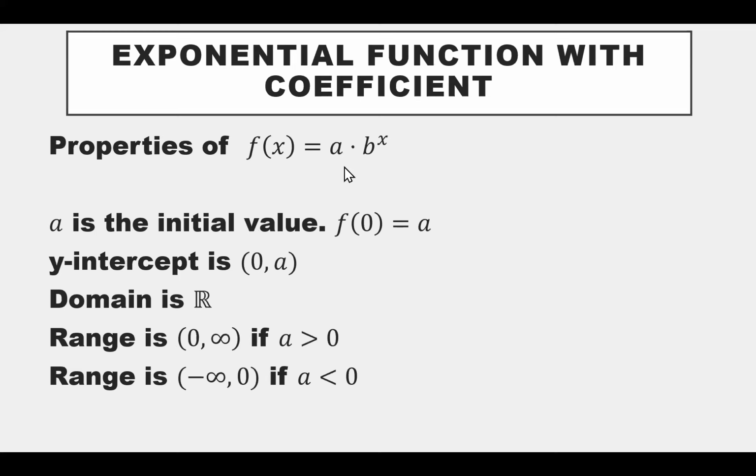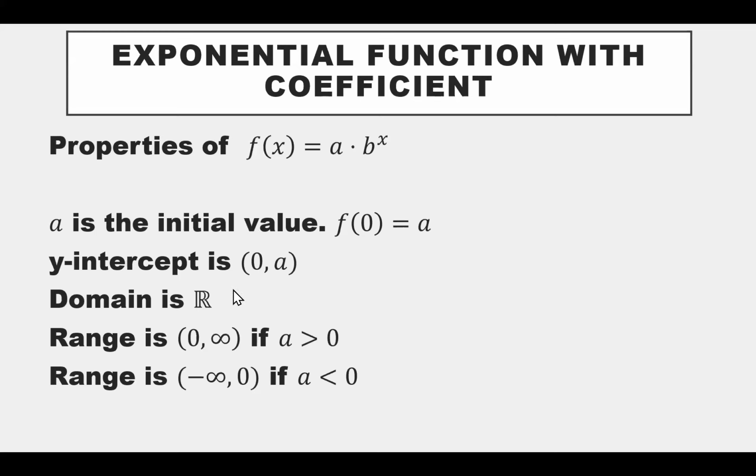Obviously, the one we saw before was when we multiplied by a coefficient of a. If I multiply by a coefficient of a, then all we've done is change the initial value to a. When you plug in a 0, b to the 0 power gives you 1. 1 times a is a. And therefore, the y-intercept is (0, a).